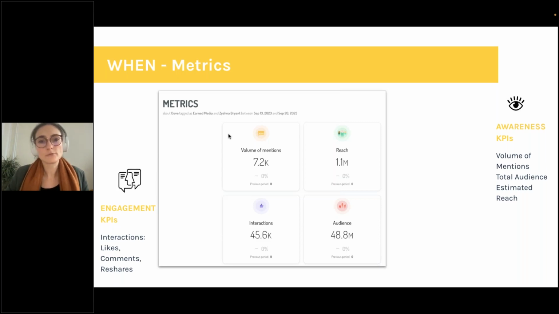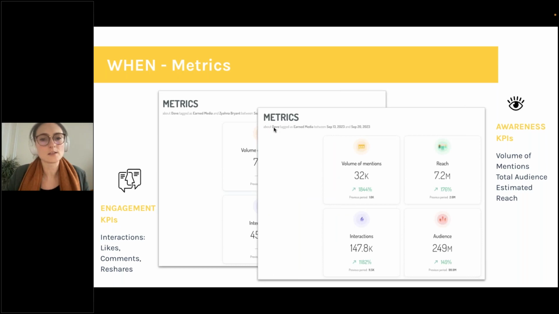If you're analyzing the metrics for all the conversations around the brand, you're also going to see how they changed, what the impact of the crisis was, and how the reach, the audience, and the interactions changed compared to the previous period.